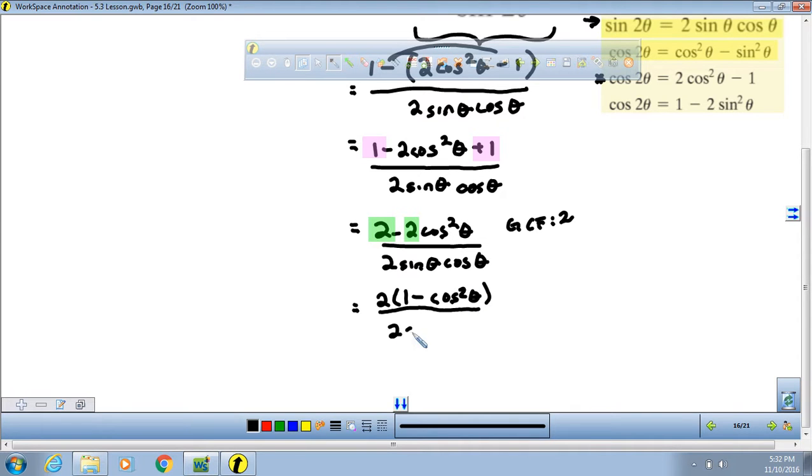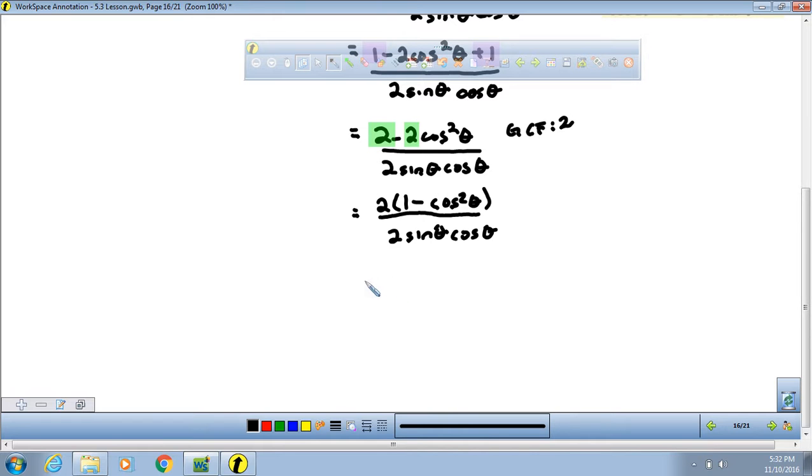But wait a minute, we also know something else. 1 minus cosine square of theta, according to the Pythagorean identity, we did it already. What is that equal to? Sine square of theta, right? So that parenthesis is basically going to become this right here. 1 minus cosine square equals sine square of theta. Sine square plus cosine square equals 1. If you solve for sine square, it gives you 1 minus cosine square. So we have 2 sine square theta over 2 sine of theta times cosine of theta. Then everything took shape, right? So now what can you do?